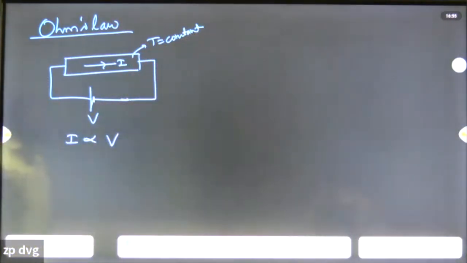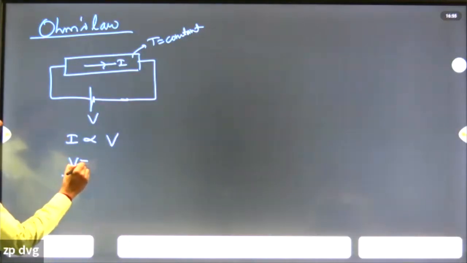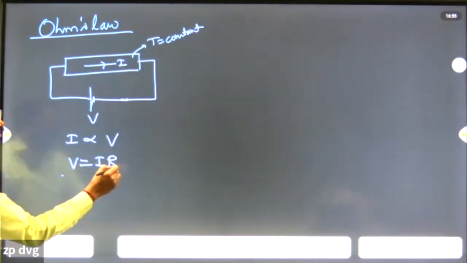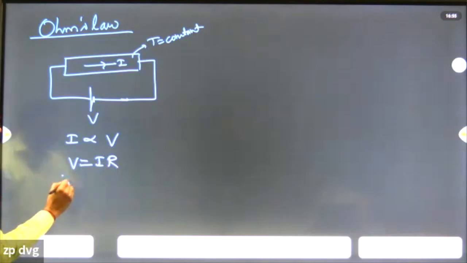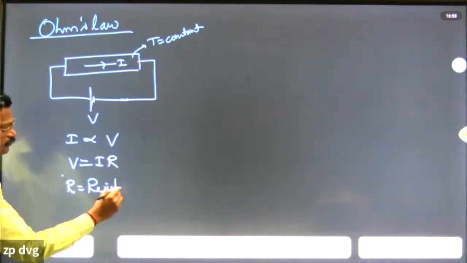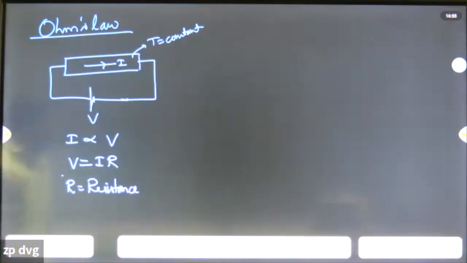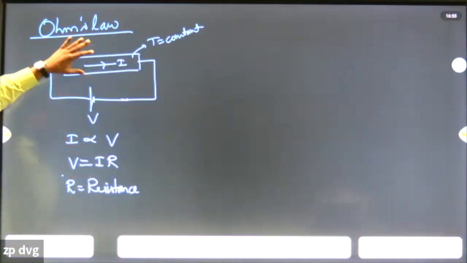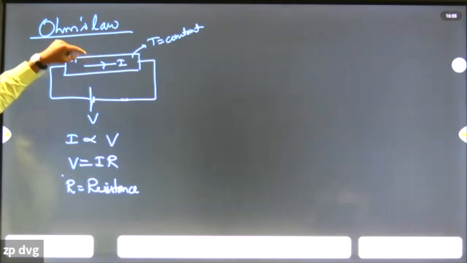So when temperature is kept constant, current is directly proportional to voltage, or we can write V is equal to I into R. Here R is the proportionality constant, where R is called the resistance of the conductor. Resistance of a conductor is a characteristic property of the material, which depends on dimension, which depends on temperature, right? It depends on the nature of the material.